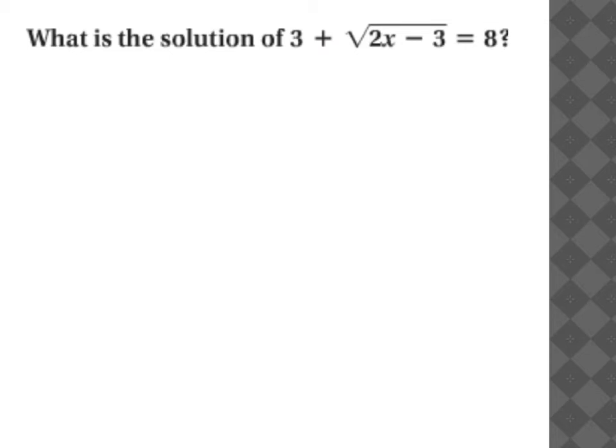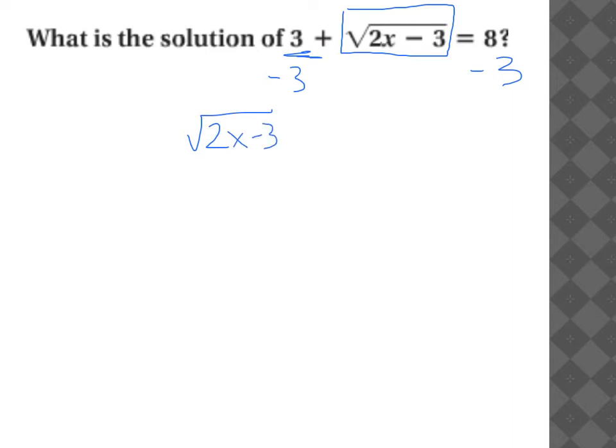So when I look at a problem that has a square root in it and just one variable, meaning one x is represented, the first thing you want to do is isolate your root. So I want to get this part all by itself first. That means I have to get rid of this positive 3. In order to get rid of my positive 3, I have to subtract 3 from both sides. So now I'll have the square root of 2x minus 3 is going to be equal to 5.